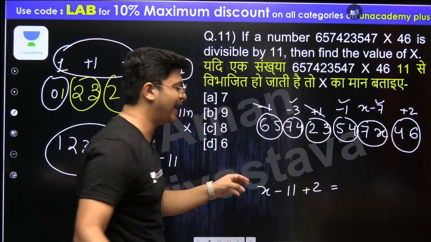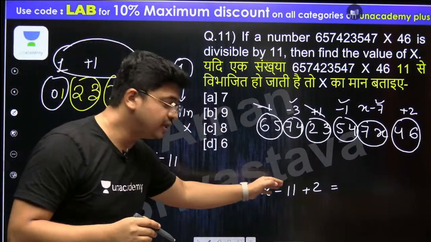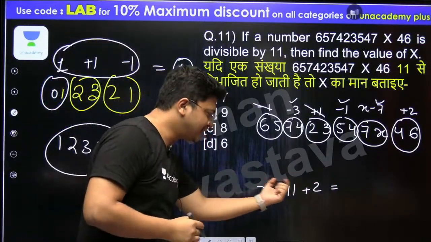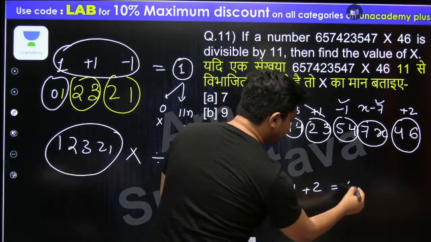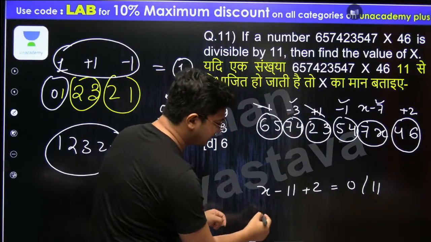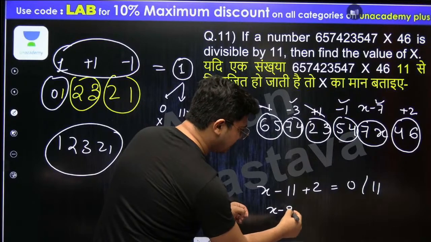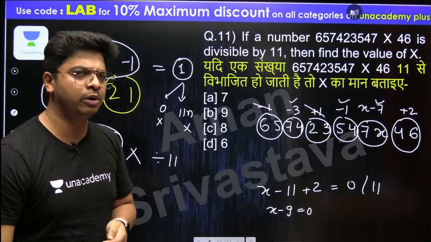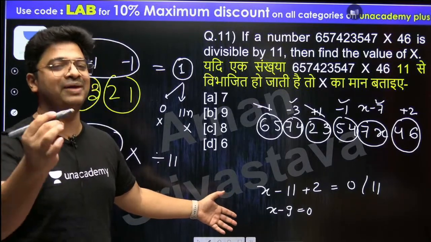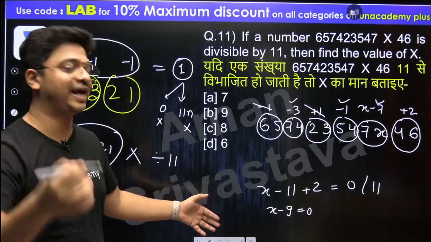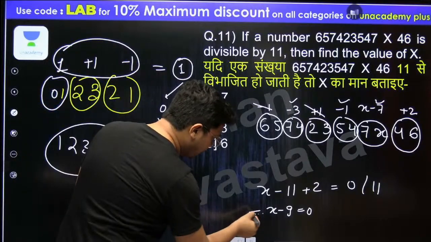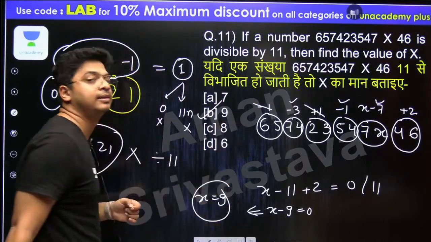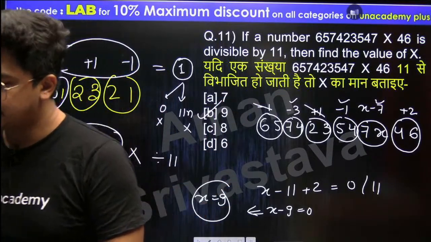Now, this entire thing should be equal to 0 or a multiple of 11, which we have already studied. So what is this? It should either be equal to 0 or to 11. If I look at this one, it is x minus 9 equal to 0. Definitely it could be equal to 0. Simply keep x equal to 9. That's it. We're done. That's how simple it is.